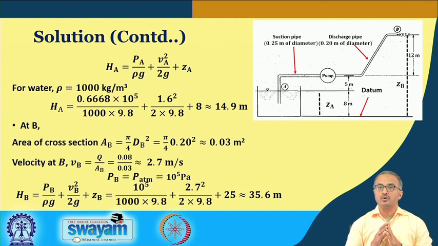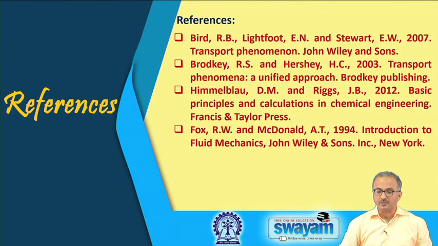Now, when you are going to find out the head difference, then it does not matter to get the absolute pressure, because even if you add the absolute pressure on both sides of the Bernoulli's equation, the difference will come to be the same. So, in case you want to find out the difference in the pressure heads, then you can simply take the difference of the gauge pressures. More can be found out from these particular reference books.